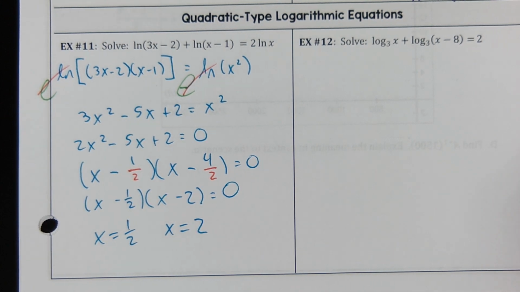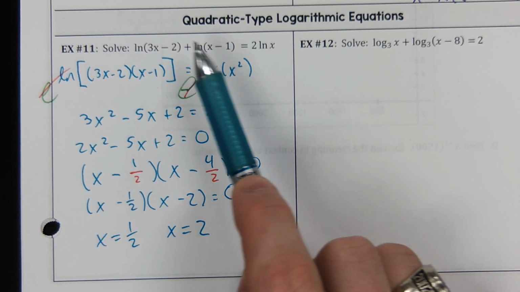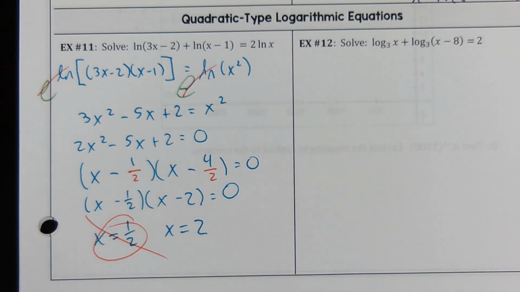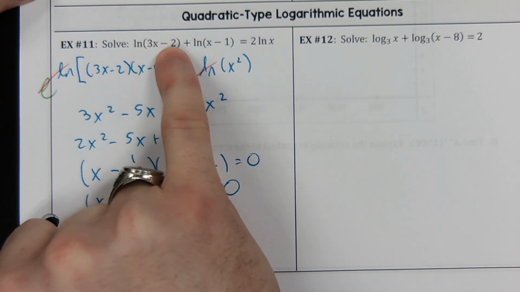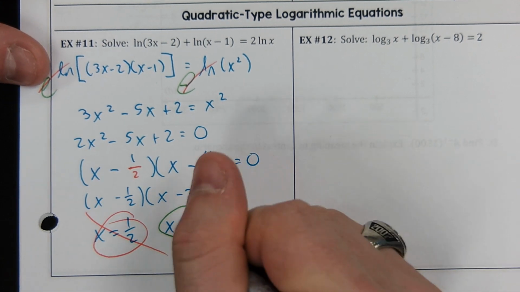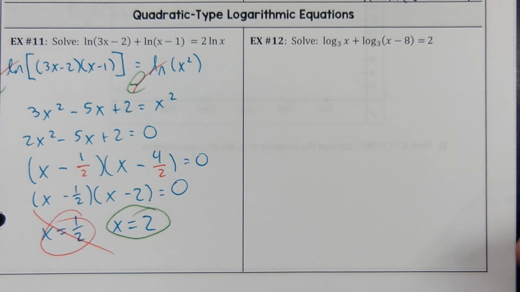But if you plug it in, you can't use x equals 1/2 because it gets you a negative argument here. It also gets you one here, but it doesn't matter. If it fails once, it fails. So this one is extraneous. 3 times 2 minus 2 is positive, and 2 minus 1 is positive. So x equals 2 is the only true solution. Wasn't that fun? Next. Yeah, because 1/2 minus 1 gets you negative 1/2.